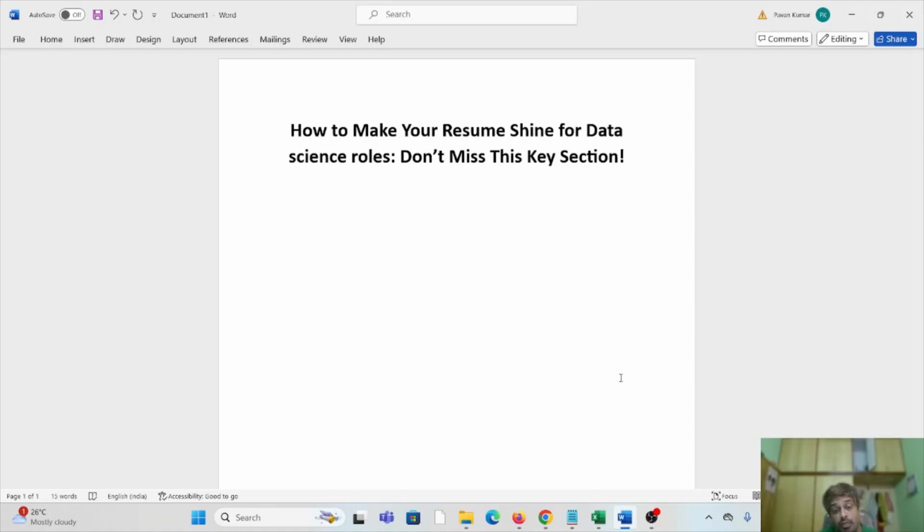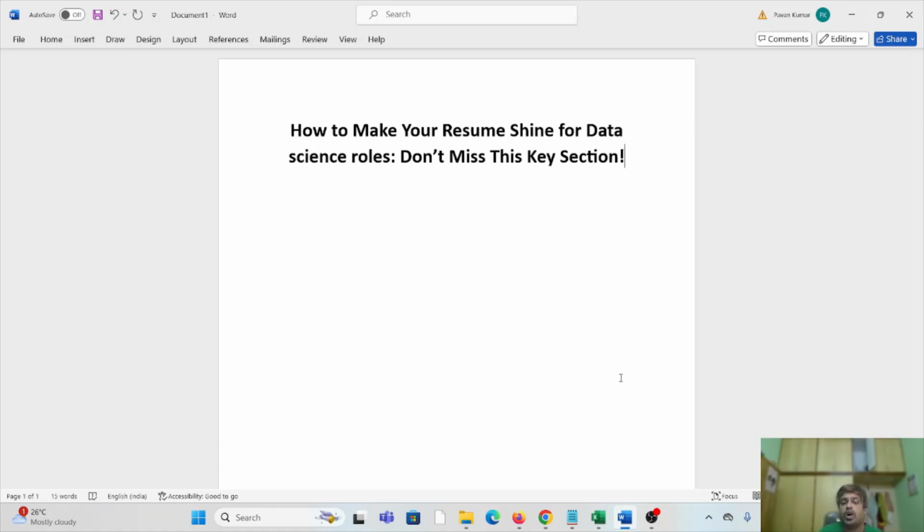Whenever you are preparing the data science resume for the data science role, never forget to include the projects which you have done. Whether you have done some POC project, or some industrial project, or any academic projects, try to include those projects in the resume. Then only the recruiters will watch and they will call you for the interview.